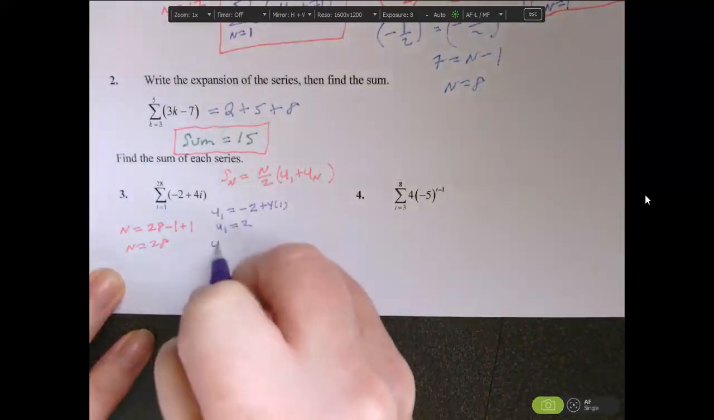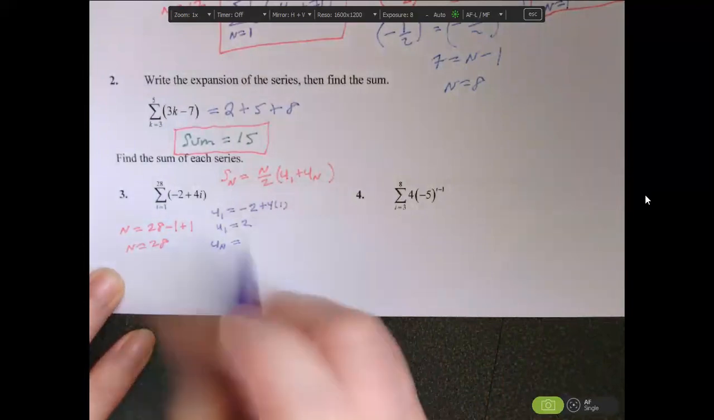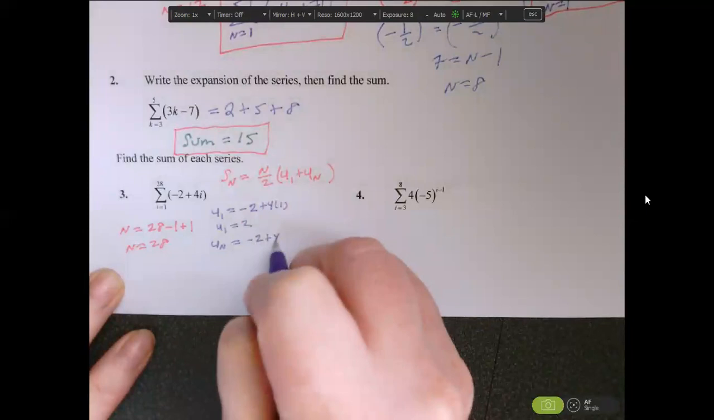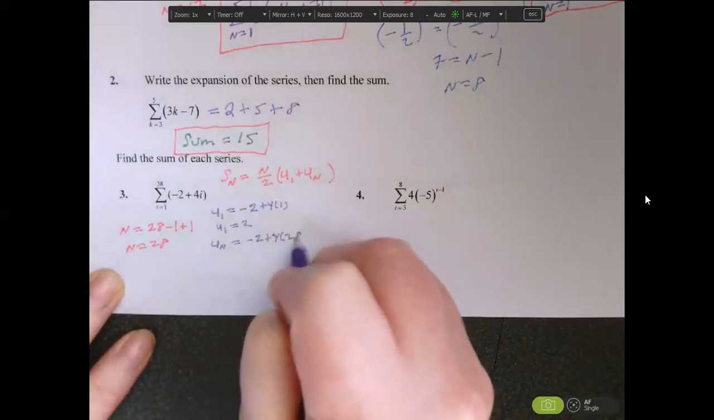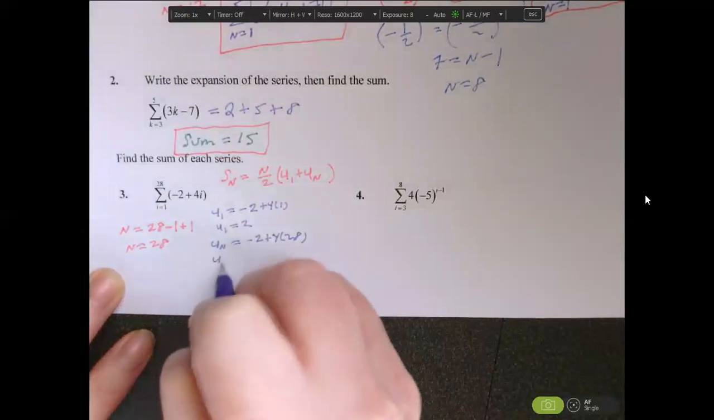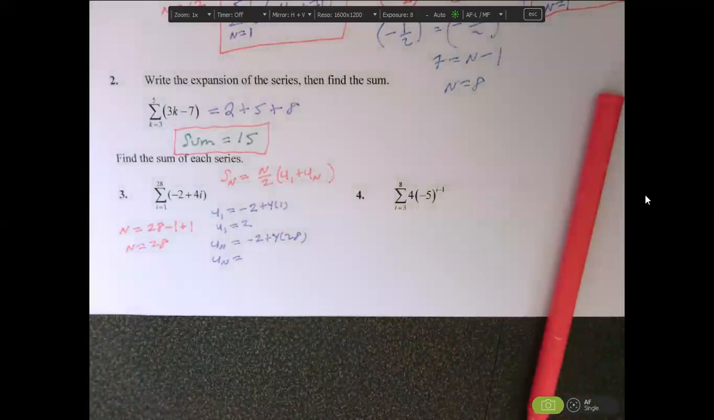All right. Just so you're not getting confused, I'm just going to say u sub n rather than actually telling you how many numbers there are. U sub n equals, I'm going to put 28 in for i. So -2 plus 4 times 28. Grab your handy dandy calculator. I'm doing the same. I'm getting 110.